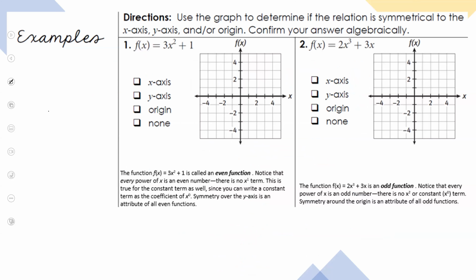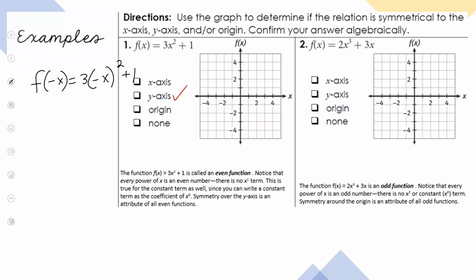And let's do the test for the y-axis. So it says replace x with a negative x. So I'm going to replace these with a negative x. Everywhere that I see an x, I'm going to replace it with a negative x. Okay. Now, if we get the same problem, that means it reflects across the y-axis, according to our rule.